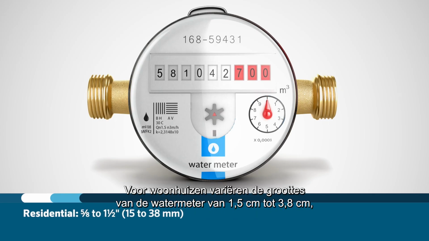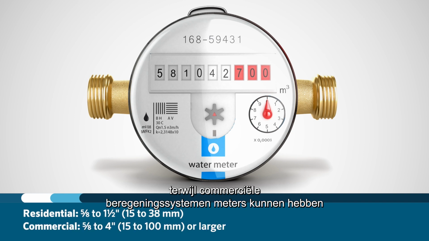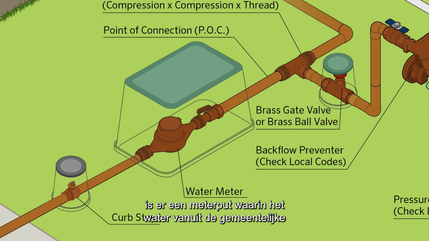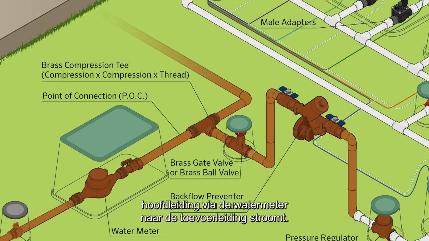Meter sizes range from 5/8 inch to 1.5 inch for residential properties and can range from 5/8 inches to 4 inches or larger for commercial irrigation systems. A typical warm weather installation will have a meter box where water comes from the city main through the water meter to the delivery line.